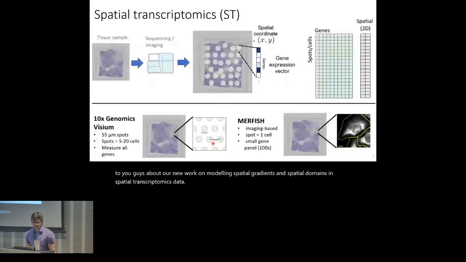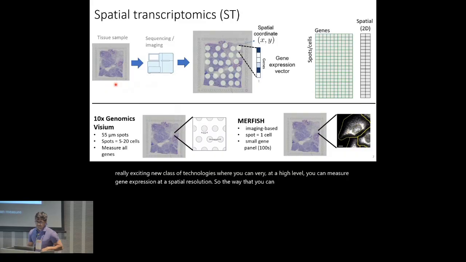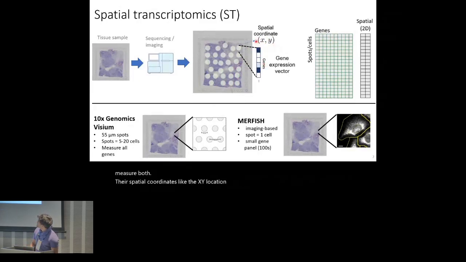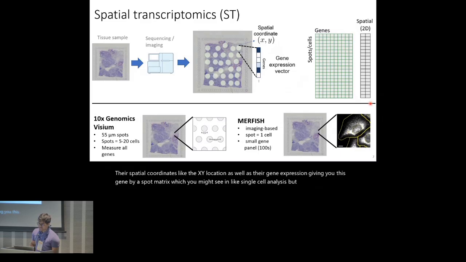So I'm sure some of us know what spatial transcriptomics is, but for those who don't, it's a really exciting new class of technologies where, at a high level, you can measure gene expression at a spatial resolution. Imagine you have a tissue slice, a very thin 2D slice of a tissue. At different spots in this tissue, shown as these circles, you can measure both their spatial coordinates, like the XY location, as well as their gene expression, giving you this gene by spot matrix, which you might see in single cell analysis, but also the XY spatial coordinates.